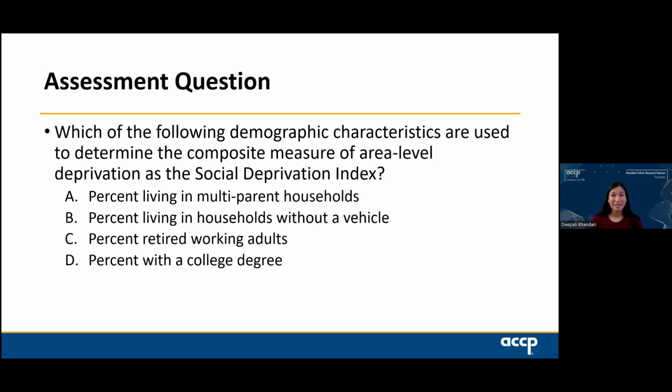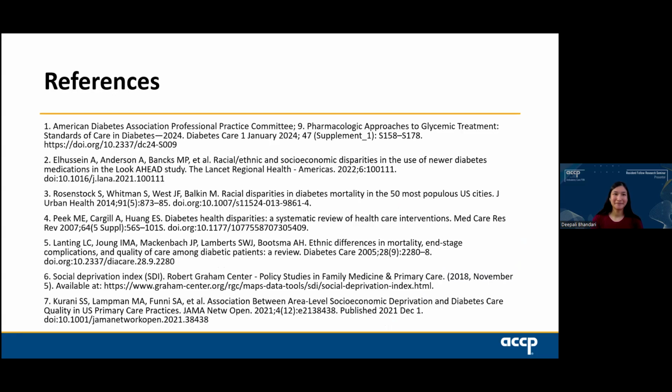I had an assessment question, but for the sake of time, I will not be asking this, but it basically touches on the different areas of the social deprivation index, which was earlier in my slideshow. I have a list of references here, and I am now open for any questions you may have.